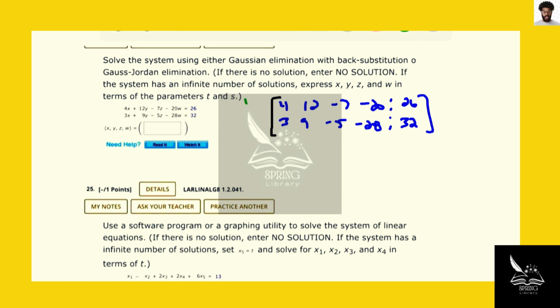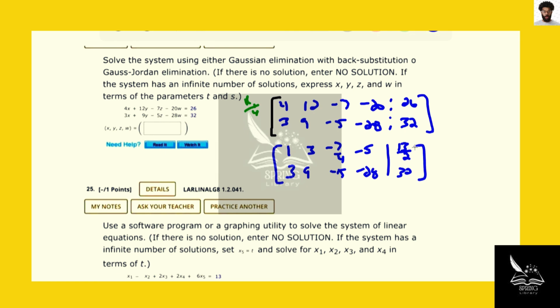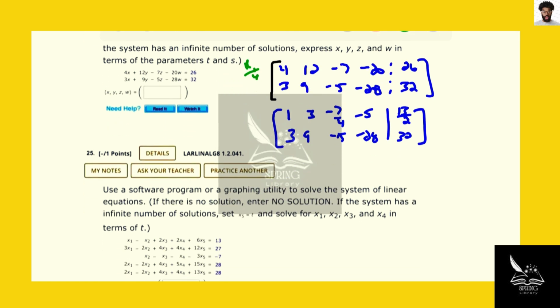So we can first take row 1 and divide it by 4. So we get 1, 3, -7/4, -5, and 26/4 or 13/2. I'll leave this alone. Now let's get a 0 in row 2 by taking row 2 and subtracting 3 times row 1.